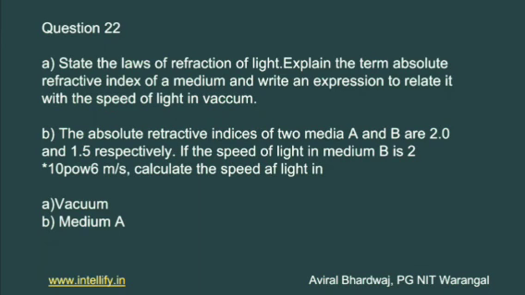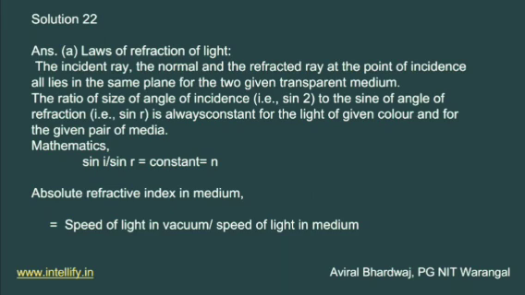Next, question 22. State the law of reflection of light. Explain the term absolute refractive index of a medium and write an expression to relate it with the speed of light in vacuum. The next question is a numerical: the absolute refractive indices of medium A and medium B are 2.0 and 1.5 respectively. If the speed of light in medium B is 2.0 × 10^8 meter per second, calculate the speed of light in vacuum and in medium A. It is a numerical of physics, a very important question for board exams, so learn it.